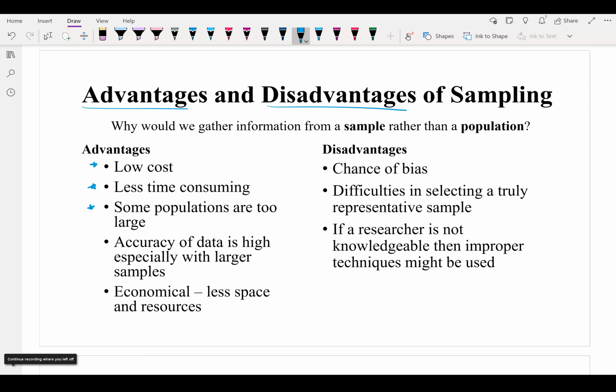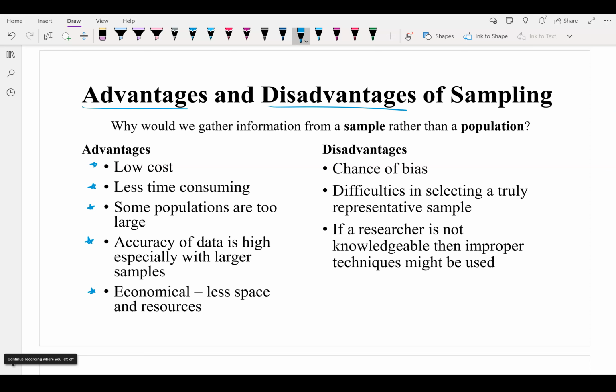And in this case, for sampling, the accuracy of data is higher with larger samples. So you actually can have more reliable data if you deal with samples sometimes than if you try to deal with populations. And because of all these ideas, it takes less space and resources. So you probably won't get a lot of questions on why it's advantageous to use a sample, but it's a good idea for you to understand why it would be better.